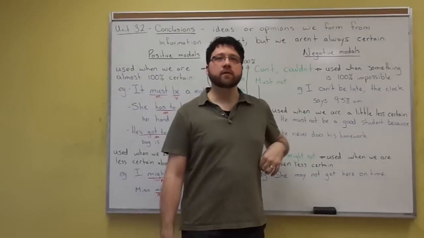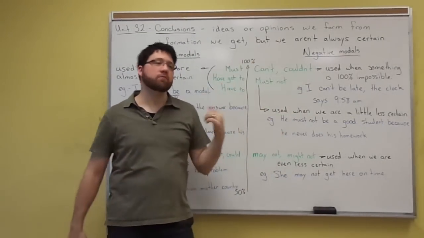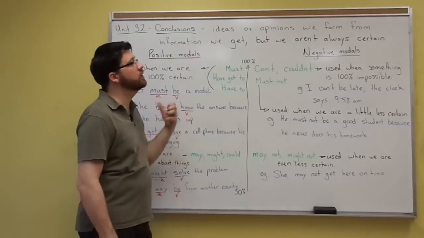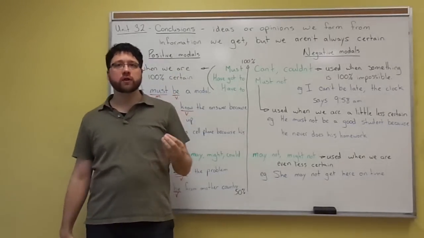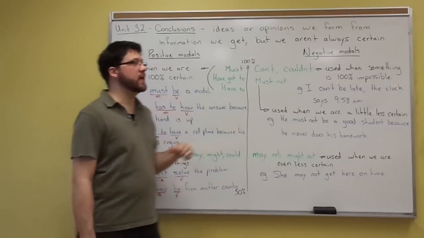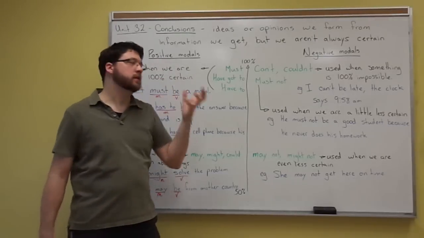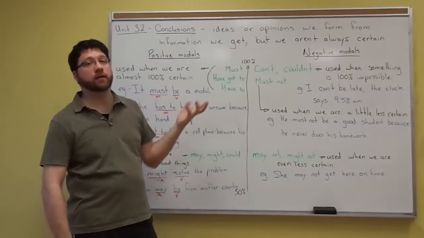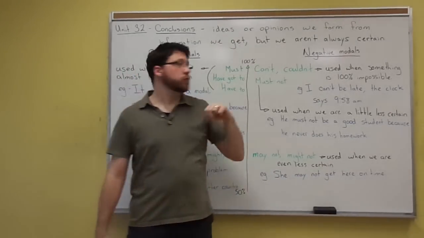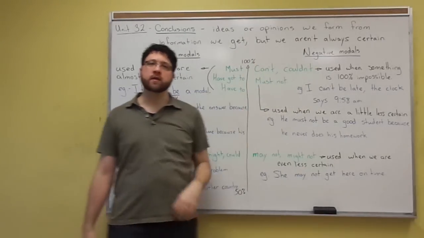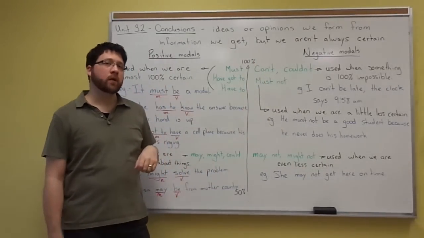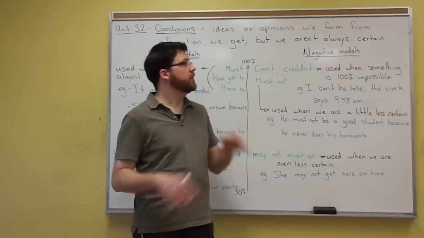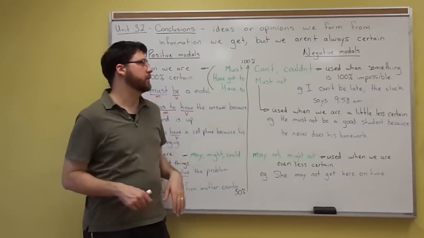On the other hand, on the other side, we have negative modals. Ones that we use when we are trying to make a conclusion about a negative topic or something that can't happen or might not happen. Our first two, can't and couldn't, we use these two when something is 100% impossible. There is no way it can happen.